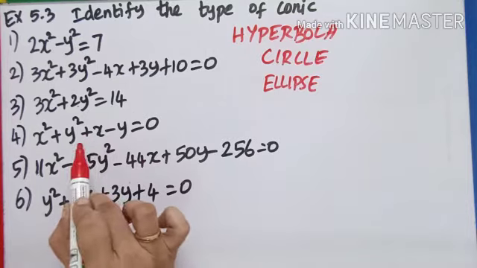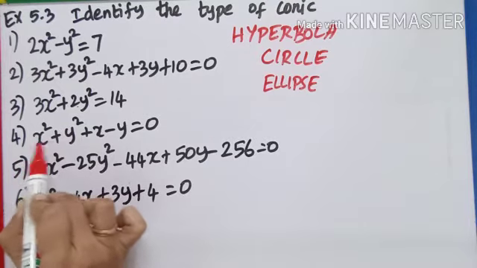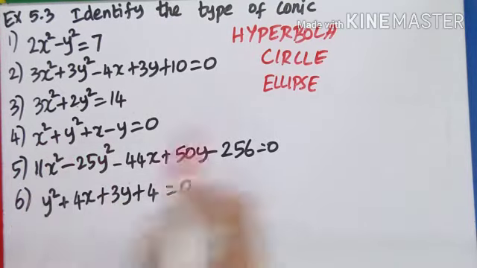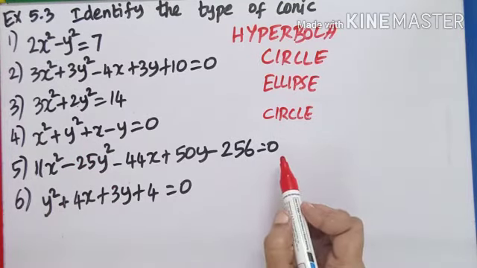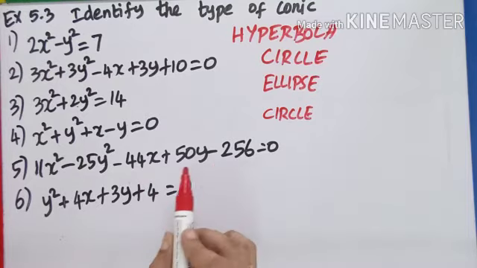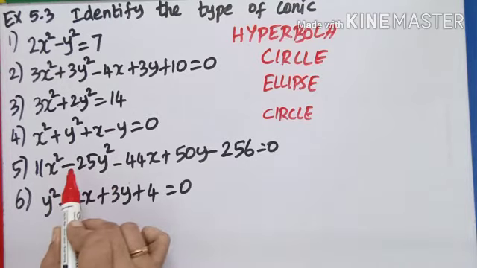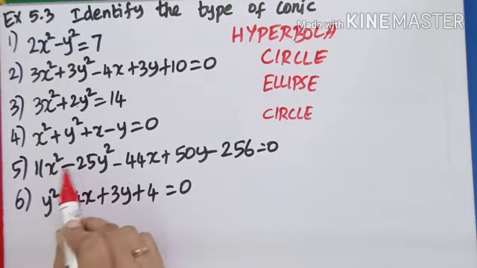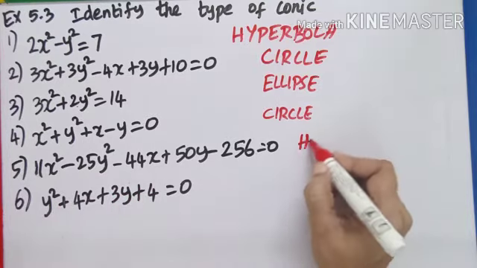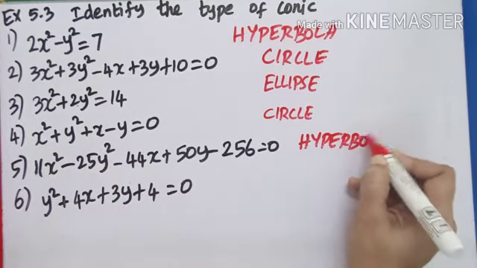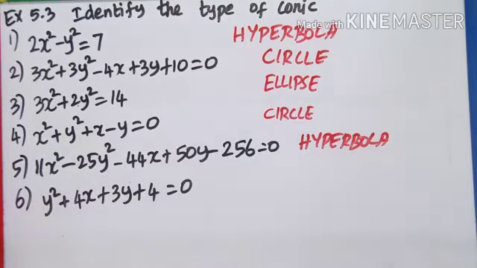Here there is no xy term. So it can be a circle or a parabola, but x square and y square have the same coefficients, so it is a circle. And now we have an equation in this. The xy term is not there, but x square and y square are having different symbols. X square positive, y square negative, and the coefficients are also different. So this tells me it is a hyperbola. Whenever x square and y square have different coefficients and different symbols, it is a hyperbola.